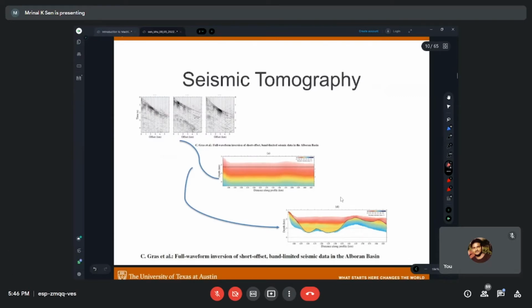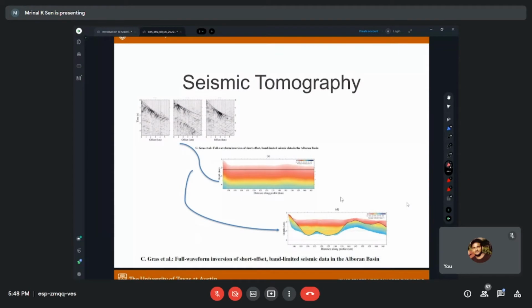Alright, so what is seismic tomography? In seismic tomography, let's say that these are some shot records. Can you see this? These are different shot records. You can see in these shot gathers there are some red dots here. What has been done is someone picked these first arrivals and read the time of arrival of these different arrivals.